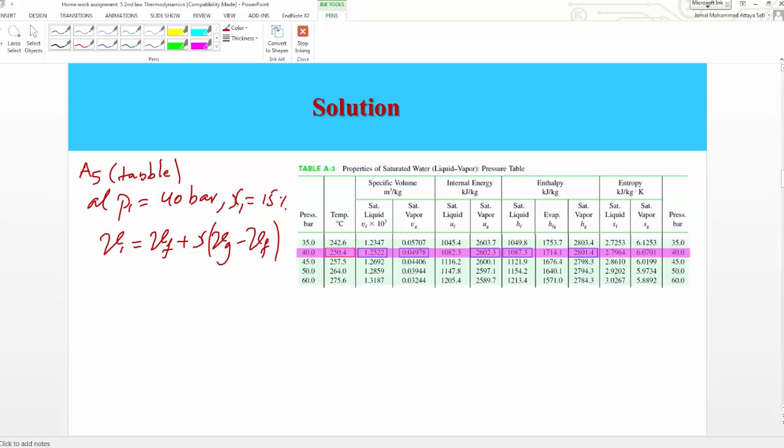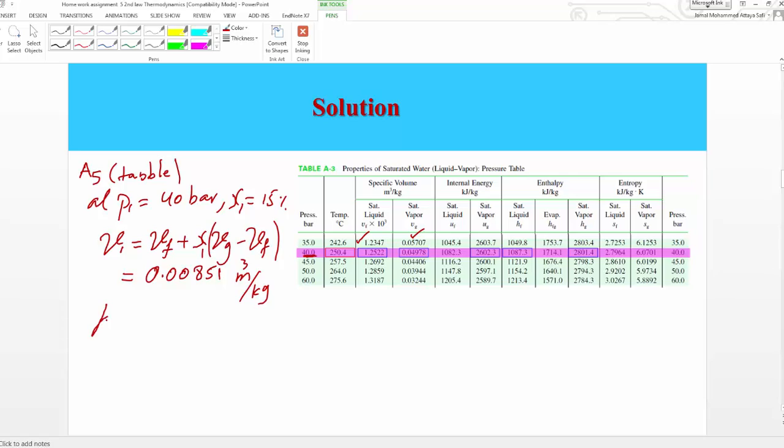Now remember that this is the table that I'm dealing with. This is 40. I can read this is VF and this is VG, right? I have both of them. And X1 I already have as 15%. So if you put those two numbers, VG and VF, into this equation, you can find V1. And in this case, V1 is going to be 0.00851 per kilogram.